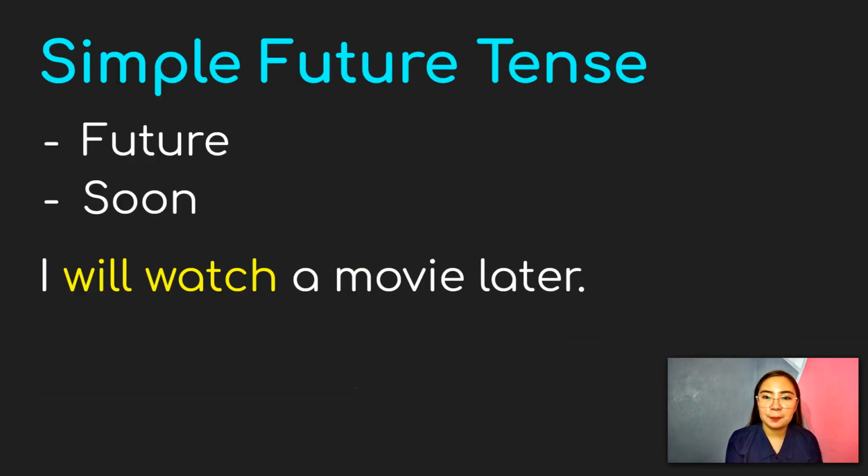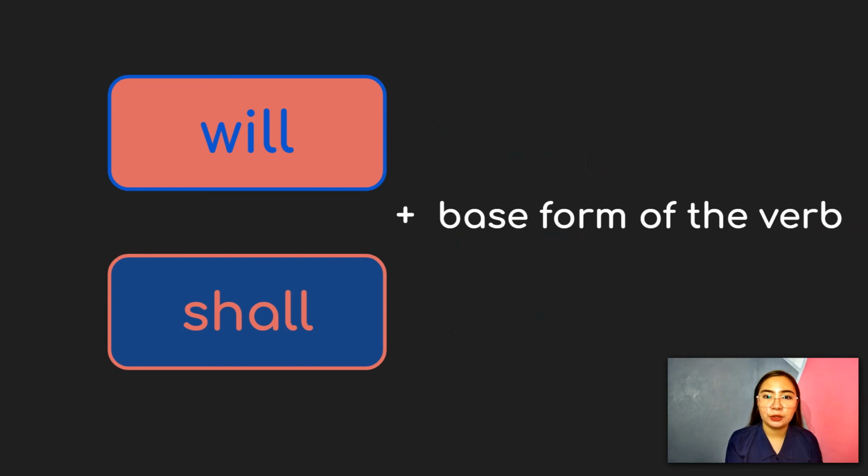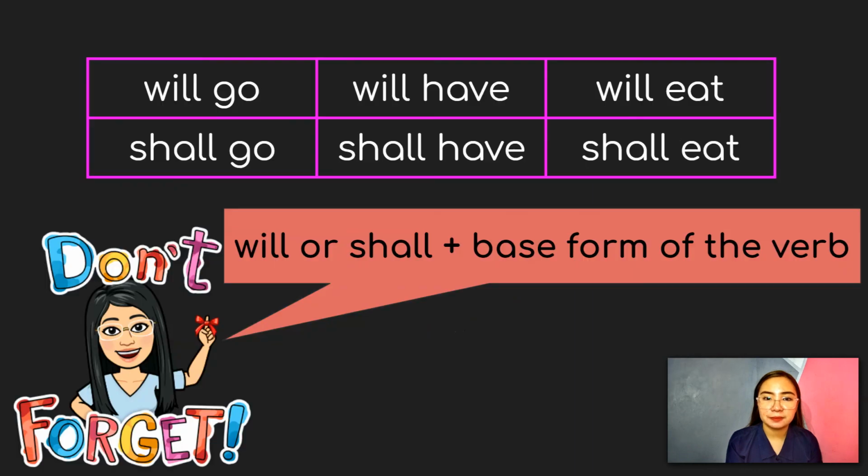Last one is the simple future tense, and it is used for actions that will happen in the future or soon. For example, I will watch a movie later. How to form the future tense of the verb? You are going to use will or shall plus the base form of the verb. For examples, will go, will have, will eat, shall eat.